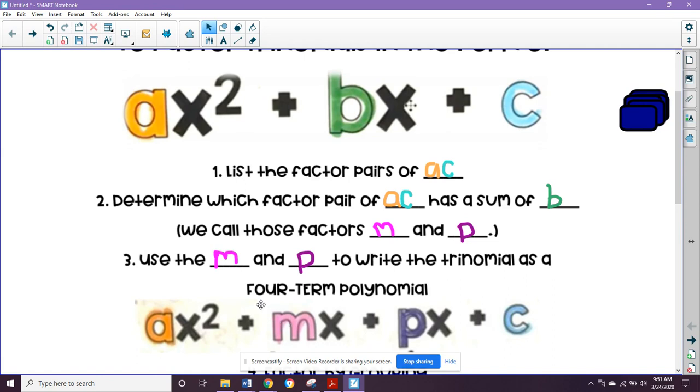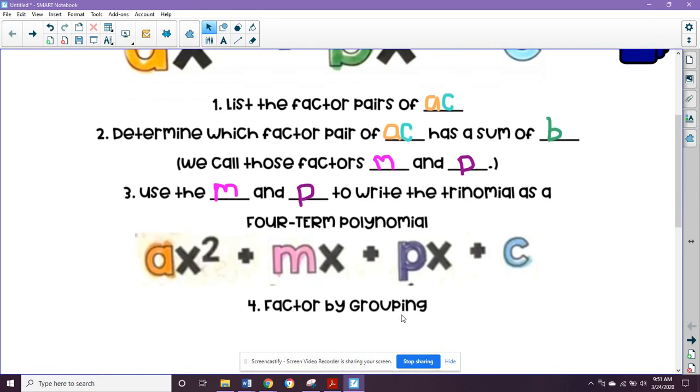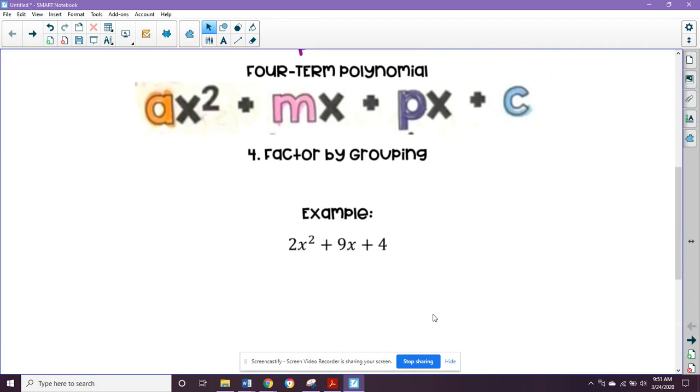So now we have 4 terms. And when we have 4 terms, we learned to factor by grouping. So then we're just going to factor by grouping and then we'll be done. If you do not remember how to factor by grouping, go back to the video on how to factor by grouping and brush up on that. So let's look at an example.